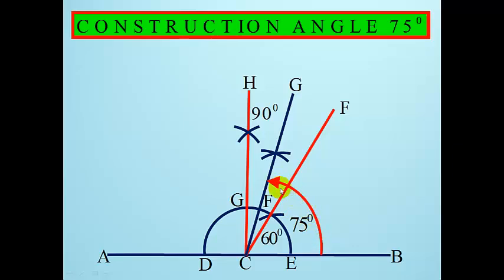That is, you first construct your 90 degrees angle. After constructing the 90 degrees angle, you now construct a 60 degrees angle and you bisect the 30 degrees angle and have 15 degrees angle each. When you add that 15 degrees angle to the 60 degrees angle, you have the 75 degrees angle. That is how we construct the angle of 75 degrees.